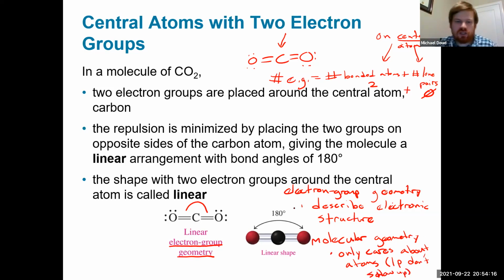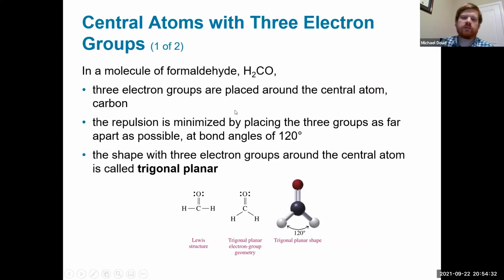But we'll talk more about that in a little bit. So in this case, because the 2 electron groups arrange themselves on opposite sides of the central atom, that means that we have a 180-degree bond angle from oxygen to carbon to oxygen. It's just a straight line. That's 180 degrees. Okay, so that's for 2 electron groups.